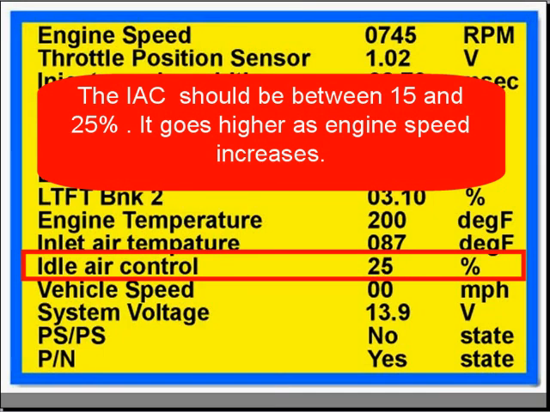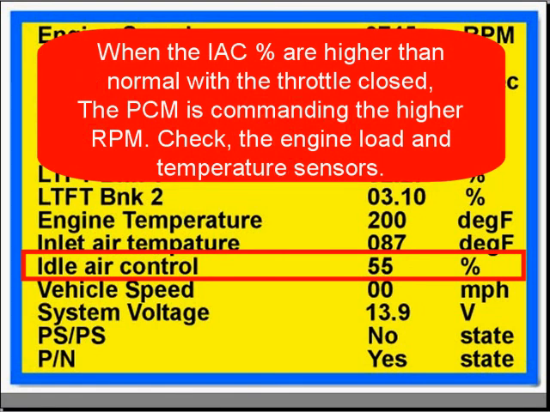The IAC should be between 15 and 25% at idle. It's going to go higher as engine speed increases, so the spec is at idle. When the IAC percentages are higher than normal with the throttle closed, the PCM is commanding the higher RPM. Check the engine load sensors and the engine temperature sensors.